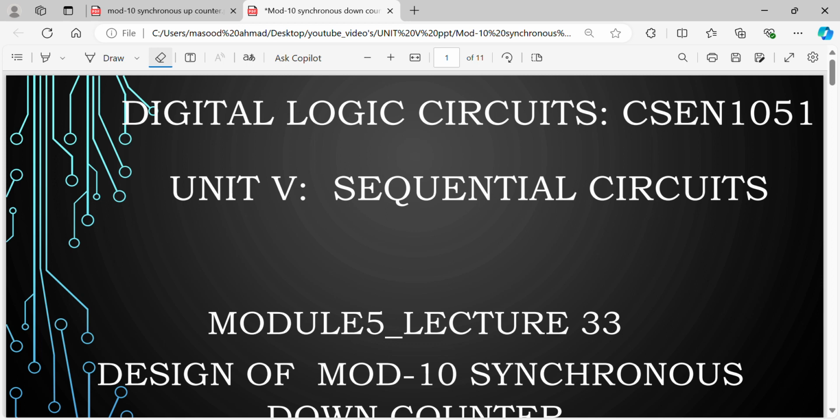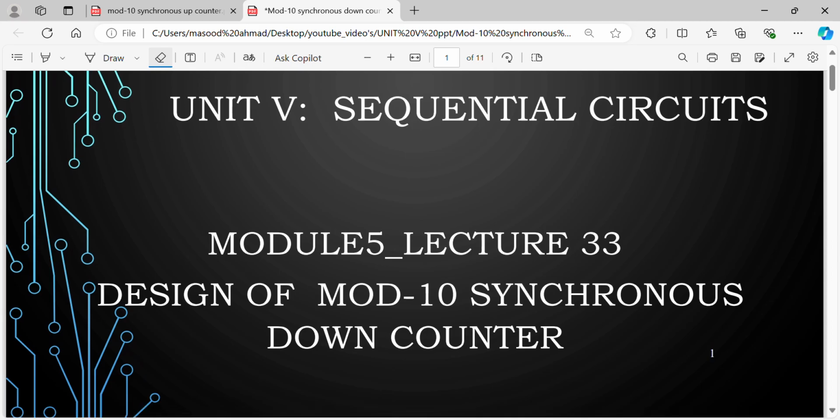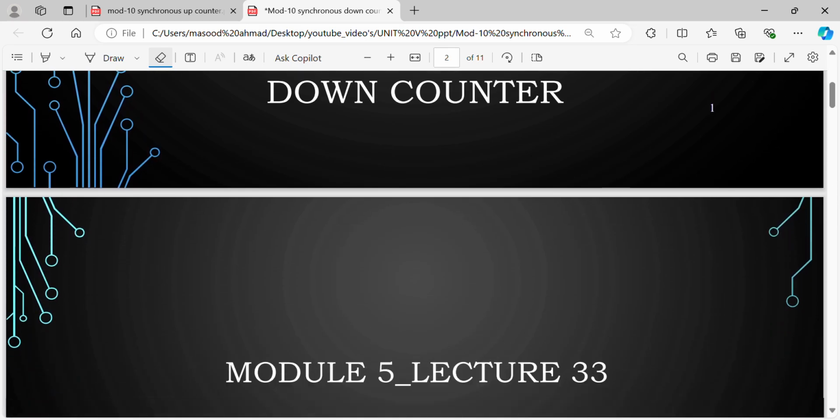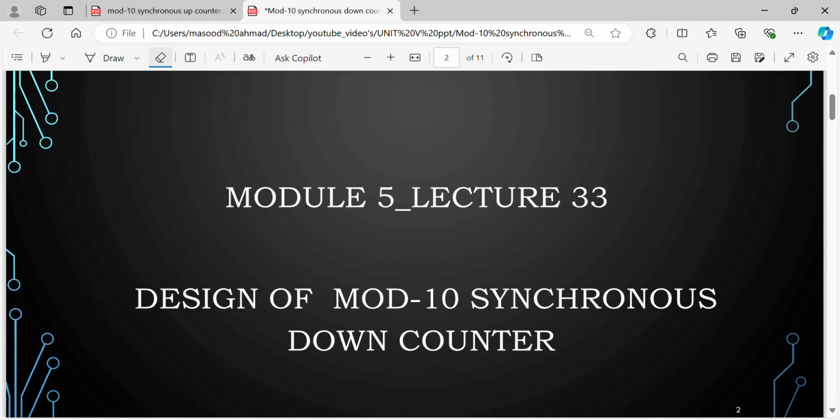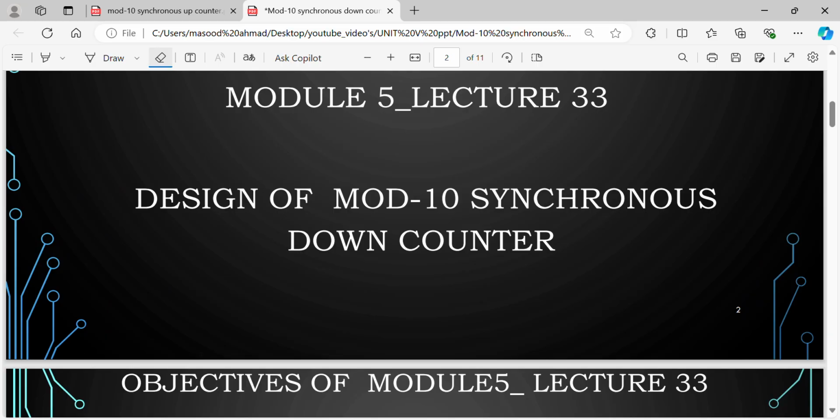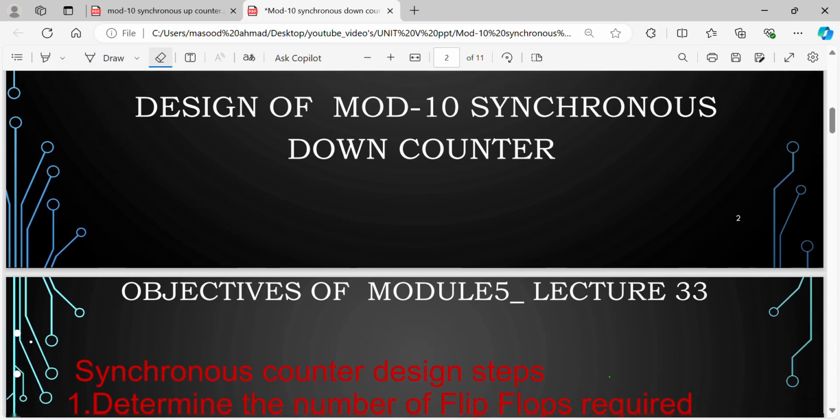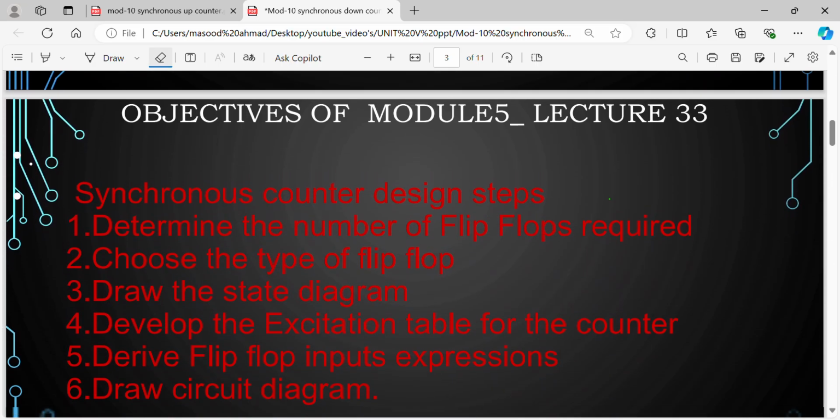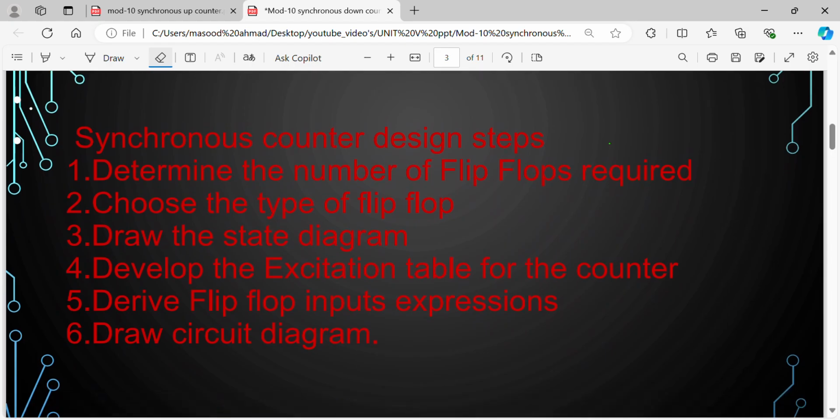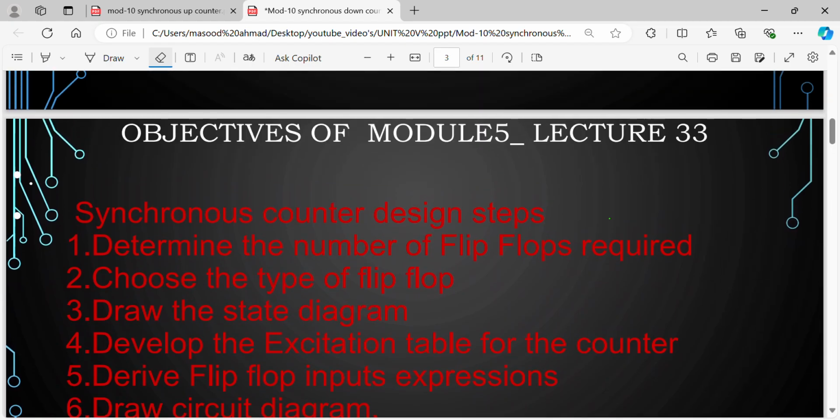My dear students, now we are going to look at lecture number 33, where we are going to design a synchronous down counter. The synchronous down counter will count down from 9 to 0. This is exactly the circuit that we would like to design.